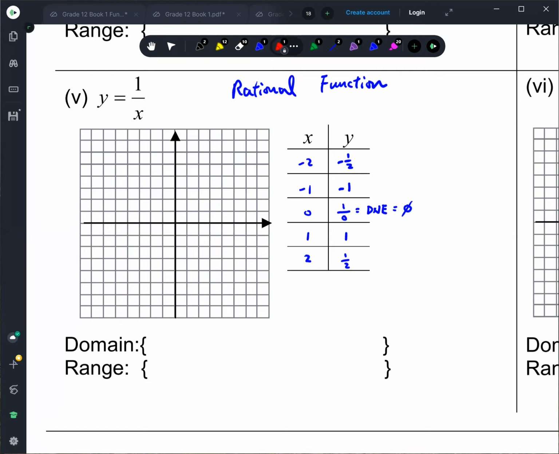-2, -half. Okay, -2, -half will be here, right? -1, -1 will be here. And 0, when x equals 0, you cannot put any points. So that means along x equals 0, it should be completely empty. So to show that, we draw a dotted line.